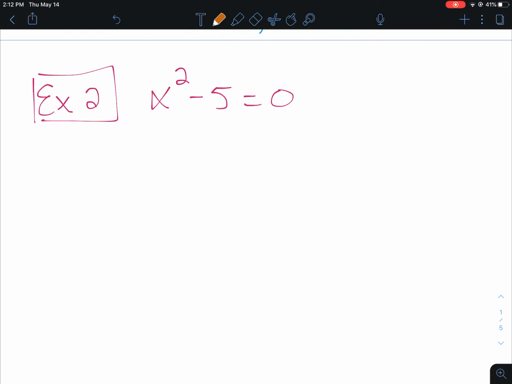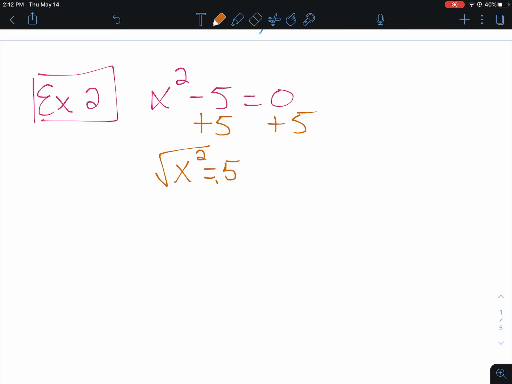4 was a perfect square. Let's look at something that doesn't have a perfect square. So x squared minus 5 is equal to 0. Again, we're going to isolate the variable. So I'm going to move the 5 away from the x squared. And now I have x squared is equal to 5.